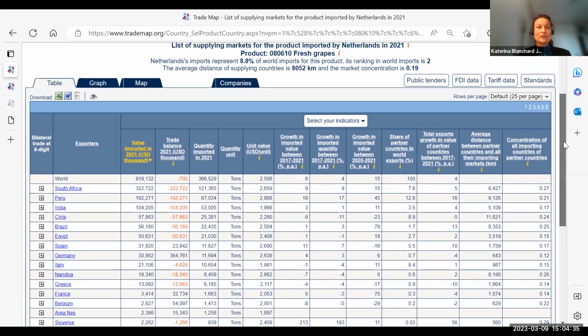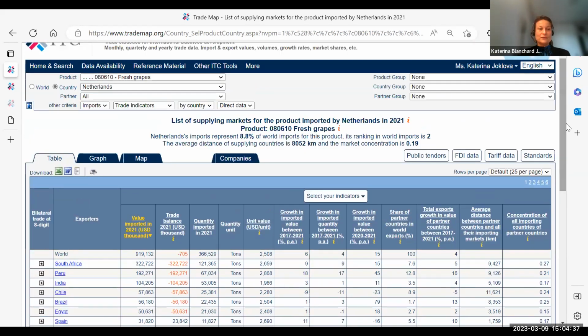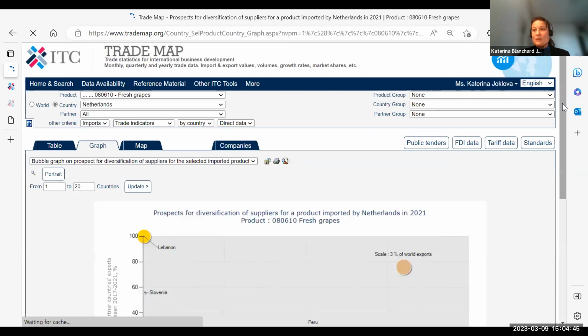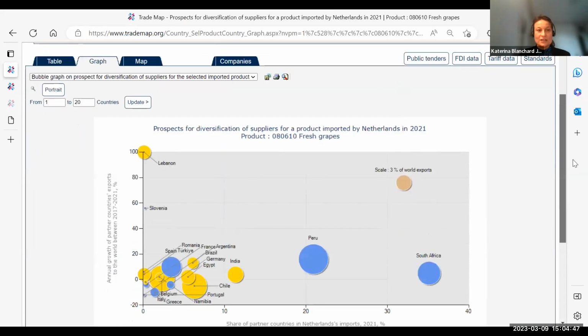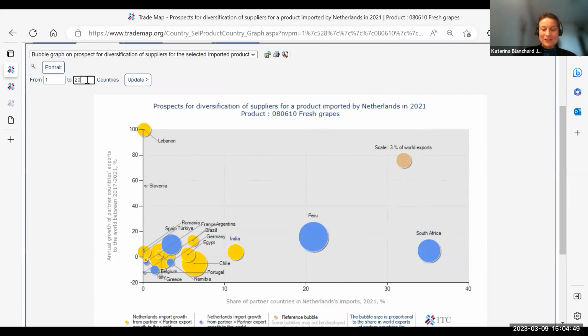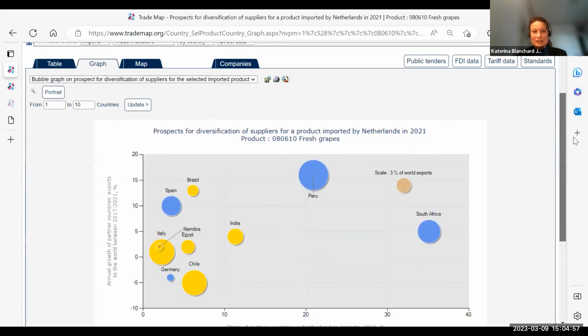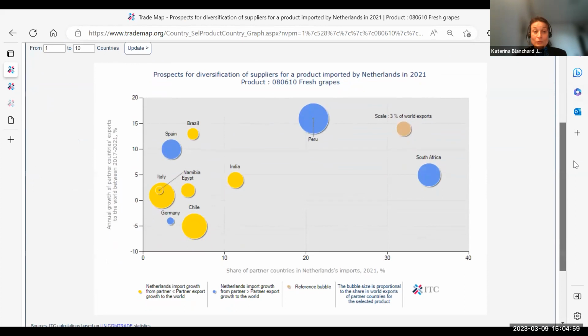If you want to continue with our analysis, we can also use the graphs here. The bubble charts used in the trade map are sometimes quite difficult to understand. So let's try to go through one of them. I will just narrow down the number of countries, and we can analyze together what we see here.